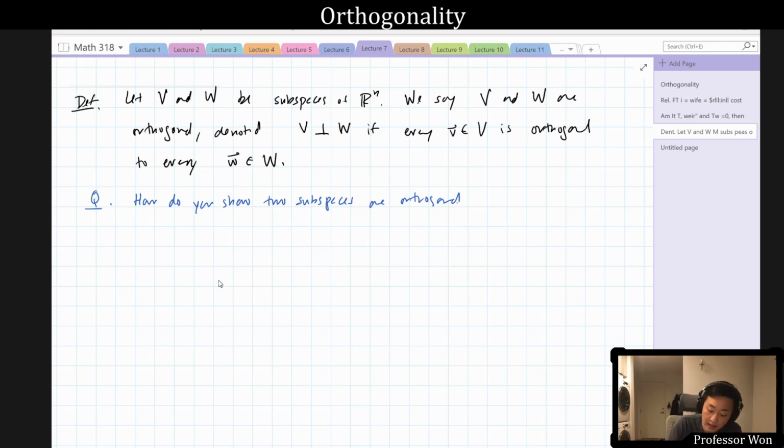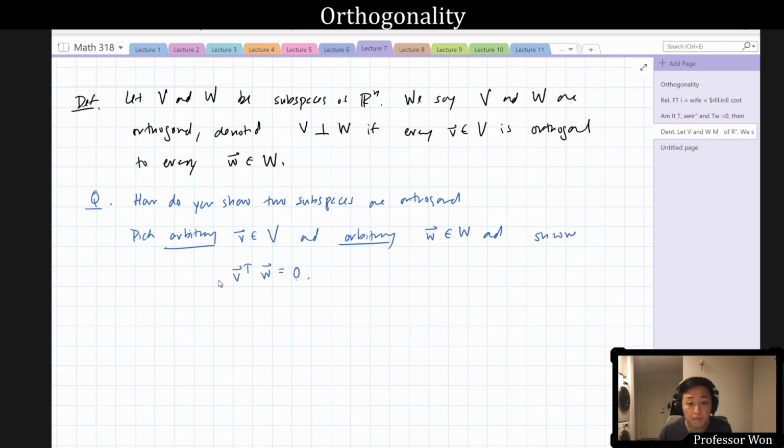The way that you do this is you pick an arbitrary v in V and an arbitrary w in W, and show that v transpose w equals 0. What do I mean by arbitrary? By arbitrary, I mean in your argument, you're not allowed to pick a specific vector in V. You're only allowed to use the fact that v is in big V. The only thing you're allowed to use about the vector little v is that it's a member of big V. The only thing that you're allowed to use about vector little w is that it's a member of big W.